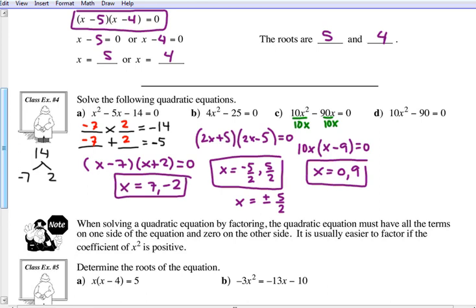Okay. Next guy. First question we ask ourselves, is there a greatest common factor? What's different about this one? 90 doesn't have an x.